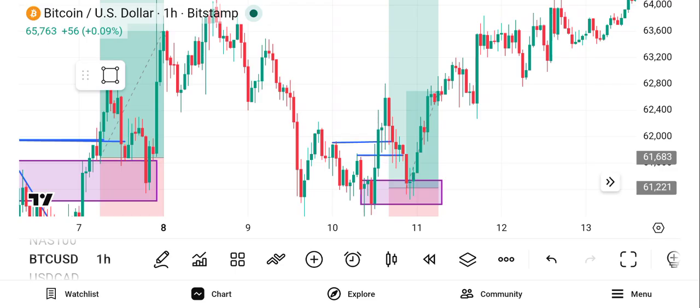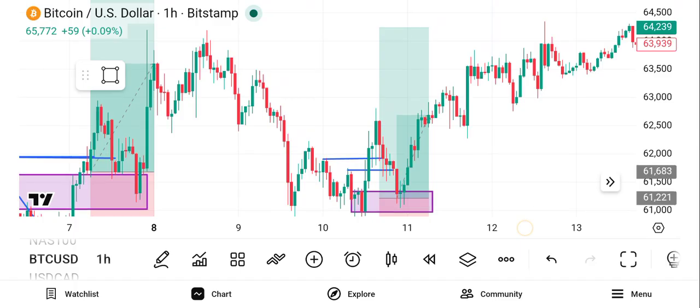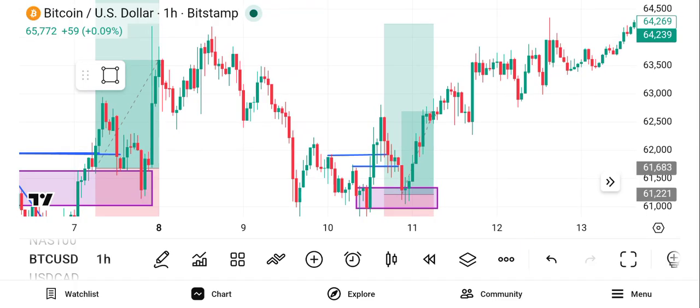Even as I'm explaining, you need a mentor, because there is some kind of psychology that your mentor is going to guide you through. Trading is beyond strategy. There are some things your mentor will guide you on that will make you profitable.